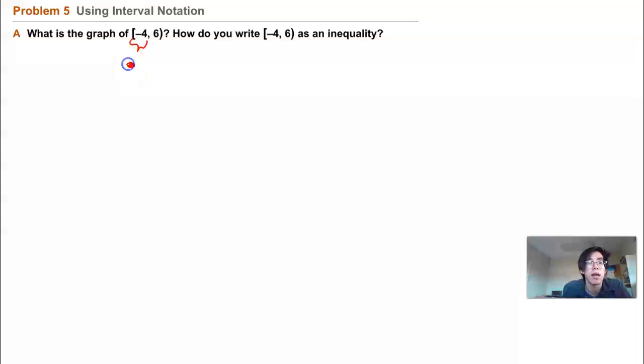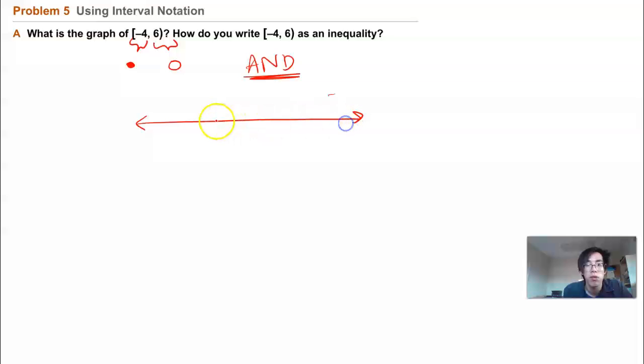Because I see that there's brackets right there, so negative 4 is part of my solution. And then on this side, since parentheses, it's going to be an open dot on 6, because that parentheses is showing me that 6 is not part of the solution. Since I have two numbers combined in interval notation, this is going to be an AND statement, a compound inequality. So that means they're going to overlap.